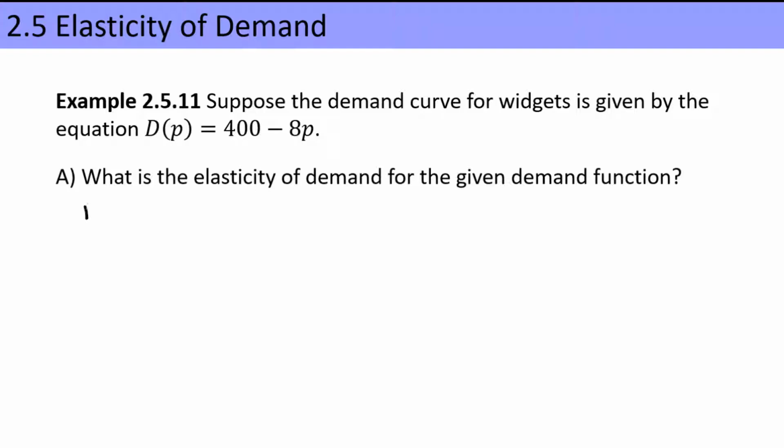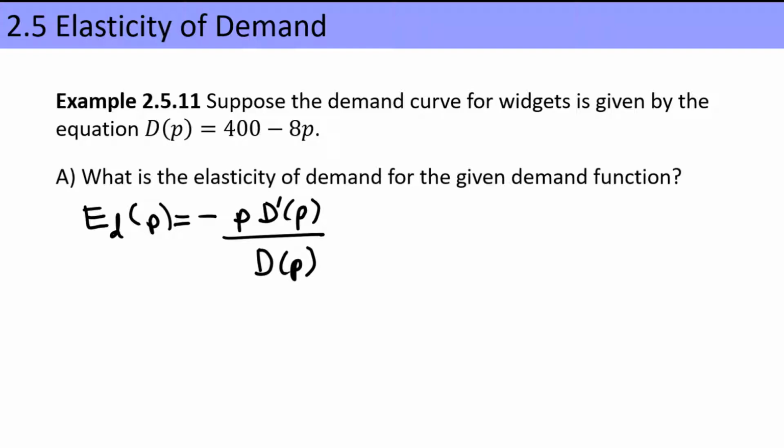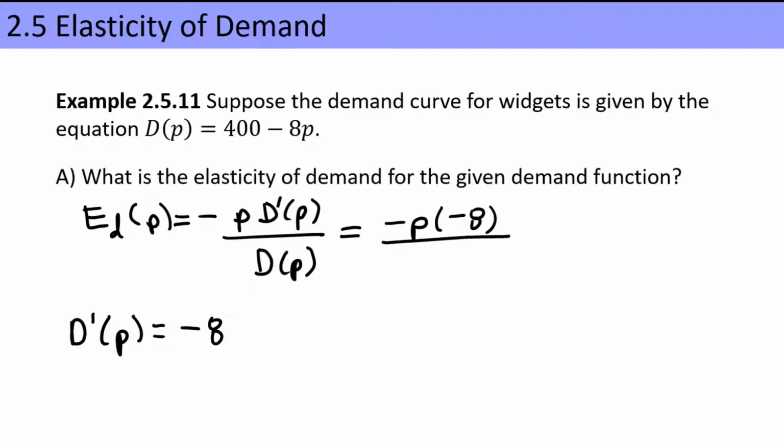To compute the elasticity of demand, E sub D of P, we compute the formula negative of P times D prime of P divided by D of P. The derivative D prime of P of the given function is negative 8. So let's assemble the formula. It'll be negative P times negative 8 divided by the function 400 minus 8 times P. In the numerator, the two negatives cancel, so you get 8P divided by 400 minus 8P.